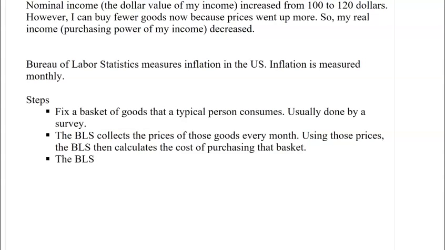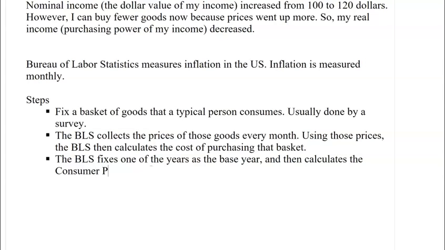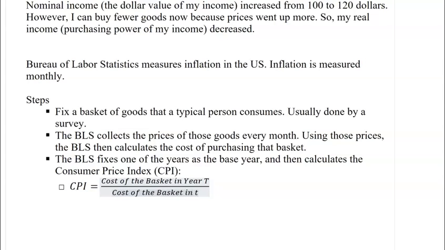After that, the BLS fixes one of the years as the base year and then calculates the consumer price index, or what we call CPI. So the CPI formula is basically CPI equals the cost of the basket in year T divided by the cost of the basket in the base year. Now the base year can be any year that they choose.